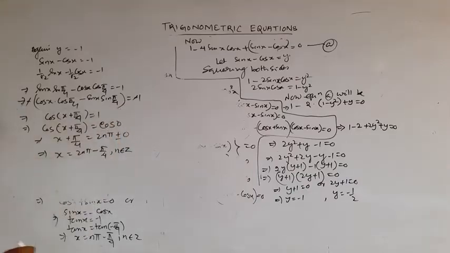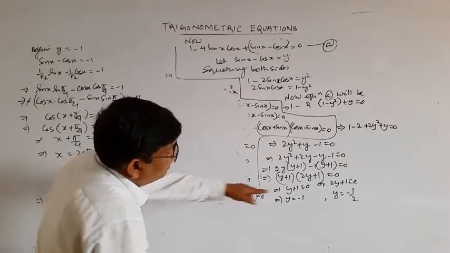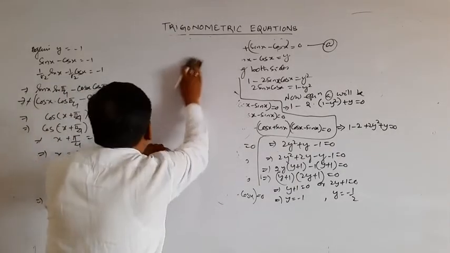Now, this is another question, and again what is here? Cos y is equal to minus 1 by 2.